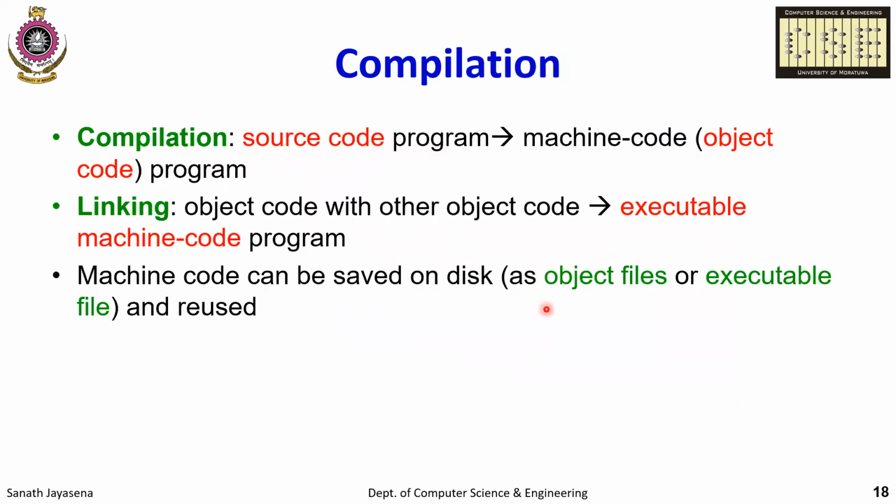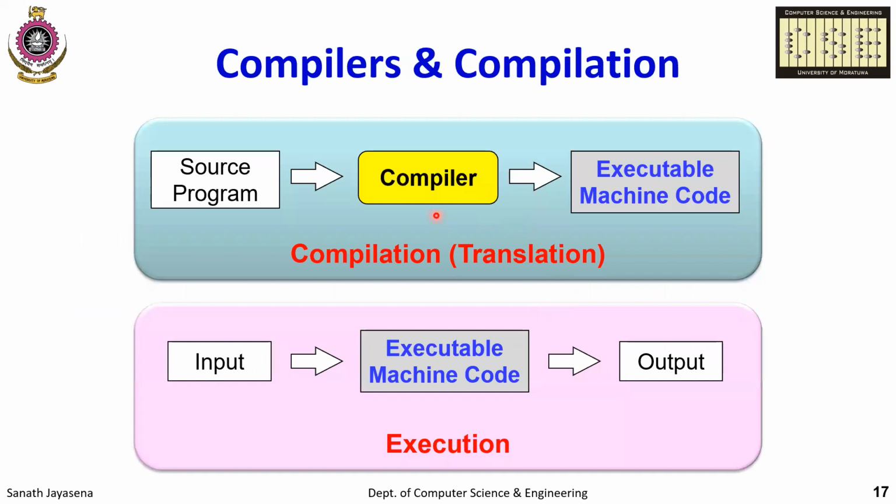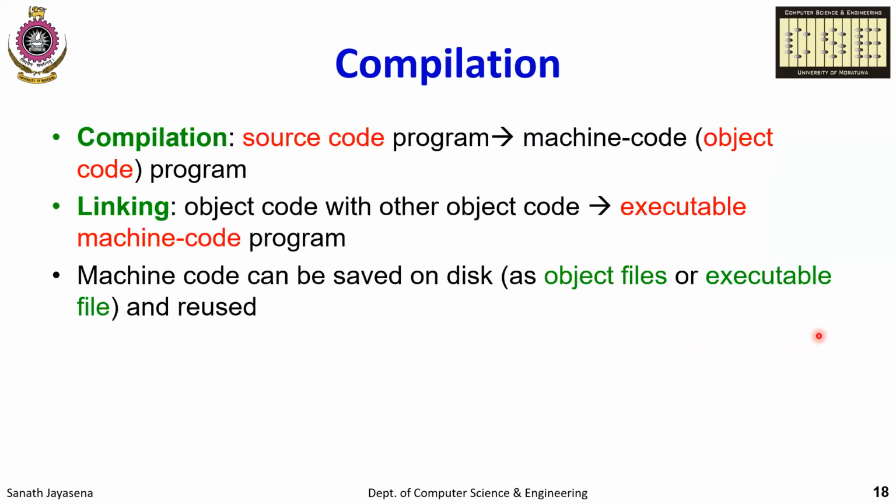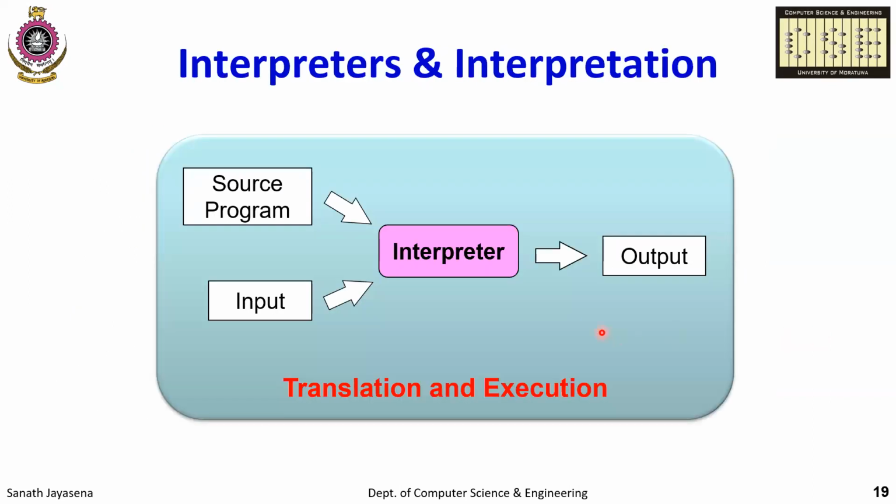Whereas in the case of a compiler, you translate once, and once you have the executable machine code, you don't need to translate any further. After that point, you can simply reuse the executable machine code whenever you want to run it. Here, every time you run, you have to translate and execute. Translation is necessary.